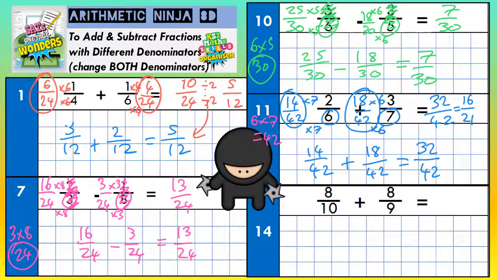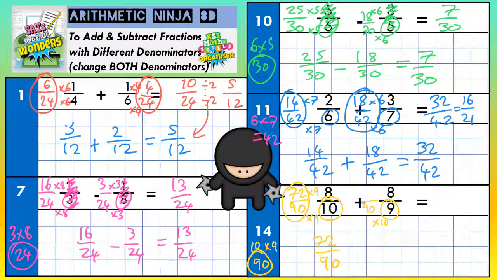Okay, and the last one. We've got 8 tenths plus 8 ninths. So what we need to do is find the common denominator for tenths and ninths. If you can't see one, you can just times them together. 10 times 9 is 90, so 90 would be a common denominator. Make that one out of 90, make that one out of 90, and see what you need to do to get there. To get from 10 to 90 is times 9, so we need to do 8 times 9 on the top. 8 times 9 is 72, so we've got 72 90ths.